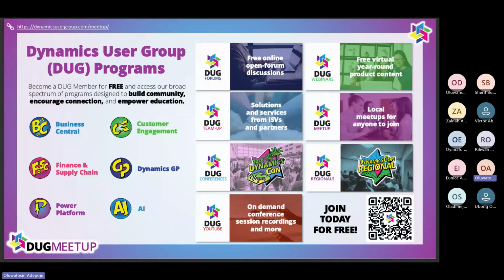And who are the people that can join this community, or what are the technologies that we cover, right? So we have Business Central, we have customer engagement, we have finance and supply chain. We have Dynamics GP, we have Power Platform. Anybody that is interested in AI, you are all welcome to join this big community.